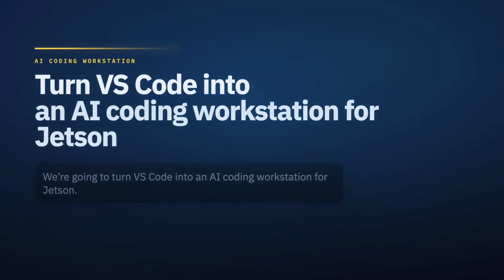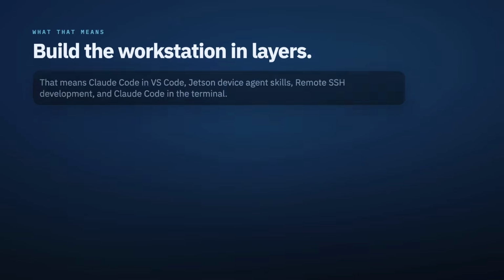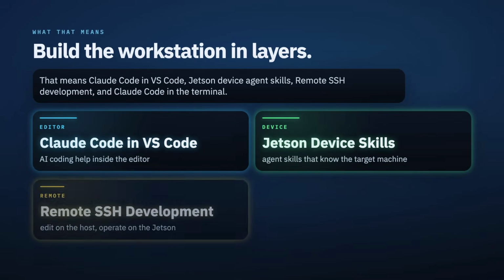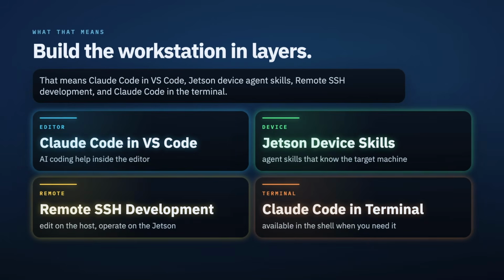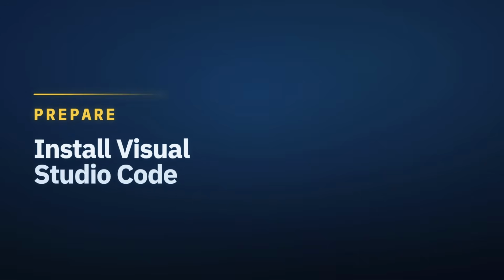We're going to turn VS Code into an AI coding workstation for Jetson. That means Claude Code in VS Code, Jetson Device Agent Skills, remote SSH development, and Claude Code in the terminal. By the end, we'll be editing on the host, running on the Jetson, and using Claude Code from both places.